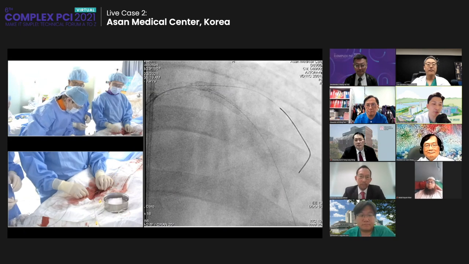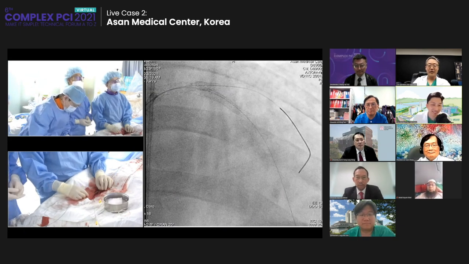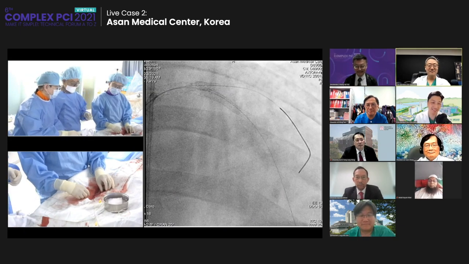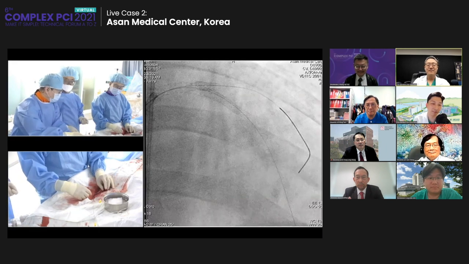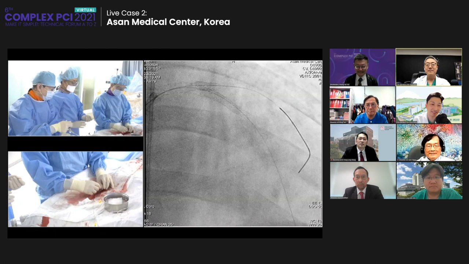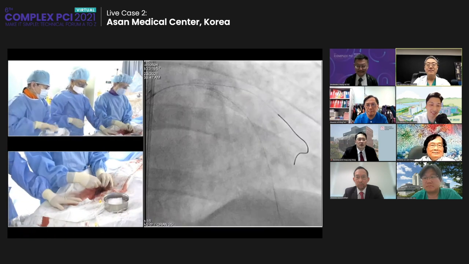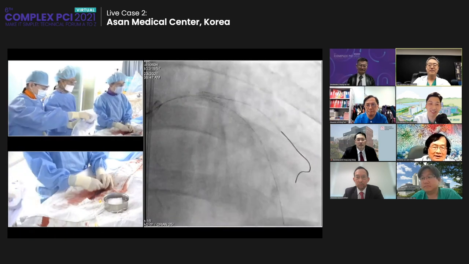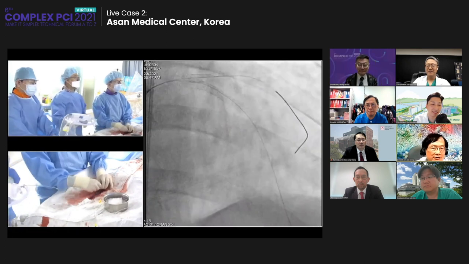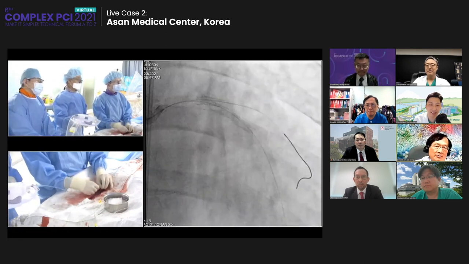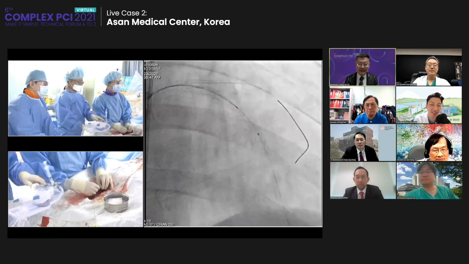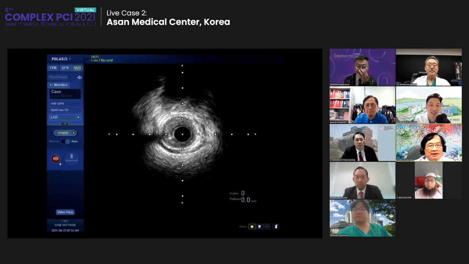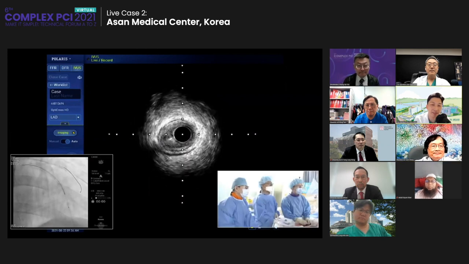Okay. Flushing is always important. Okay, flush. I think this case has a huge plaque that may cause distal embolization. Yeah, to suction the distal part. Yeah, here is the distal part.